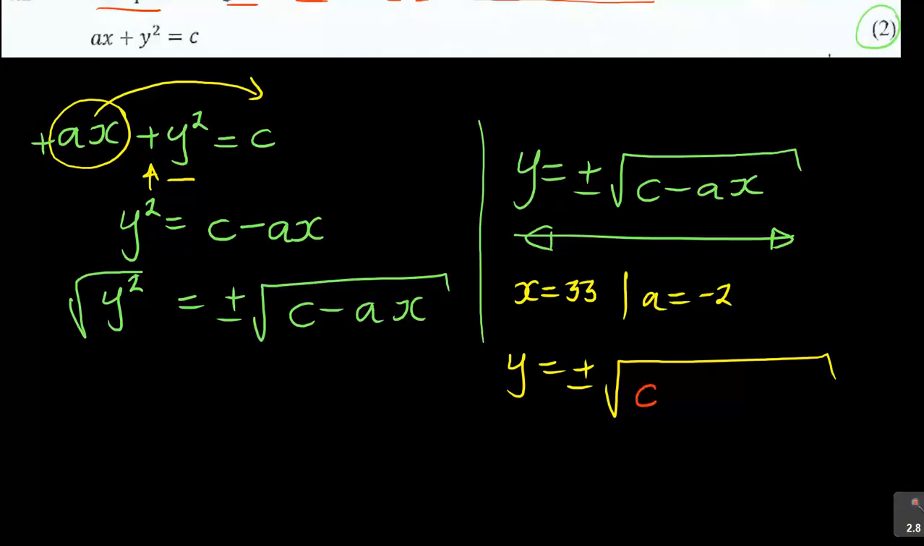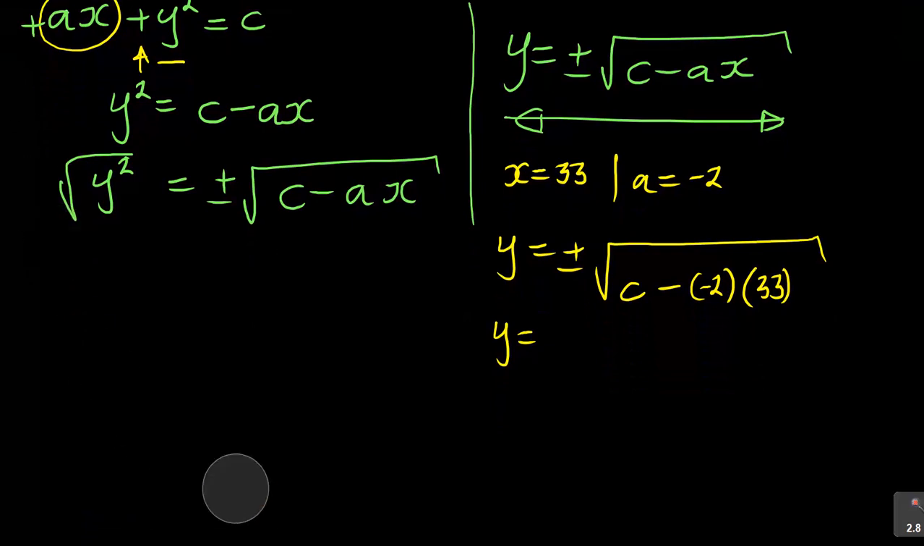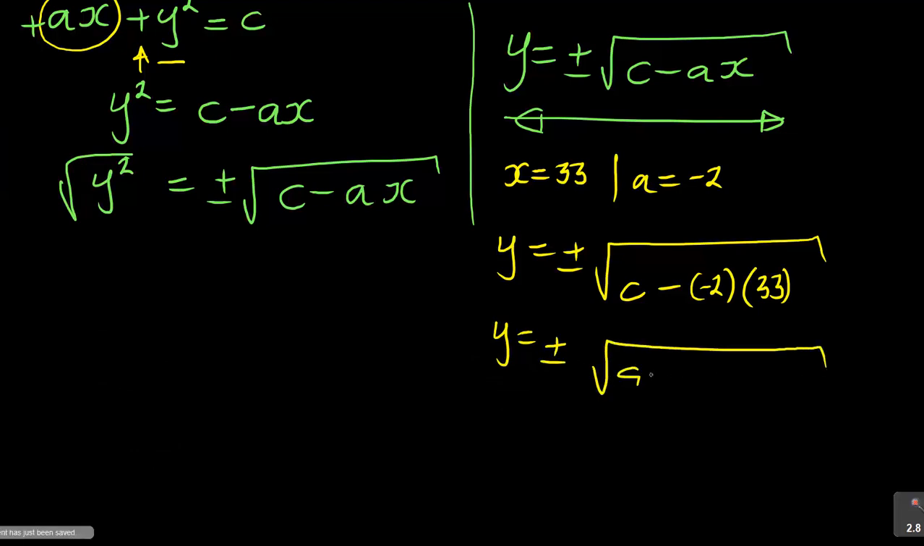So it would be c in this case minus a is negative 2 and x is 33. We're seeing that y is equal to, I don't think this was left intentionally here. I think it was an error. So it will be plus or minus square root of, but that is the answer they will accept because it's an error. It's c minus 2 is plus 2 times 33 is 66. They have to take it as is.